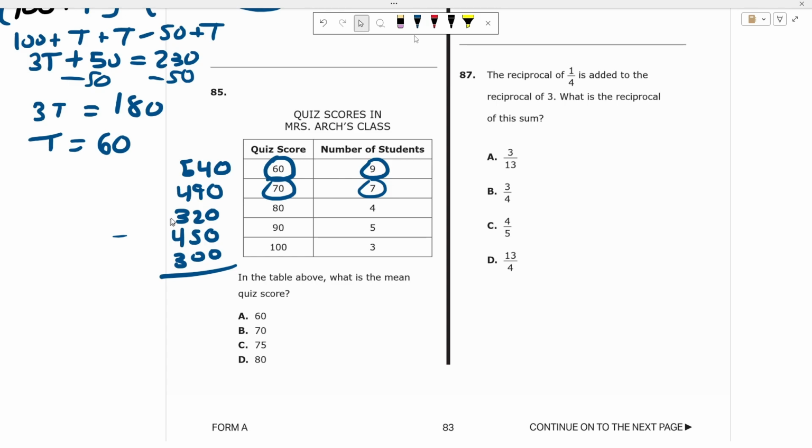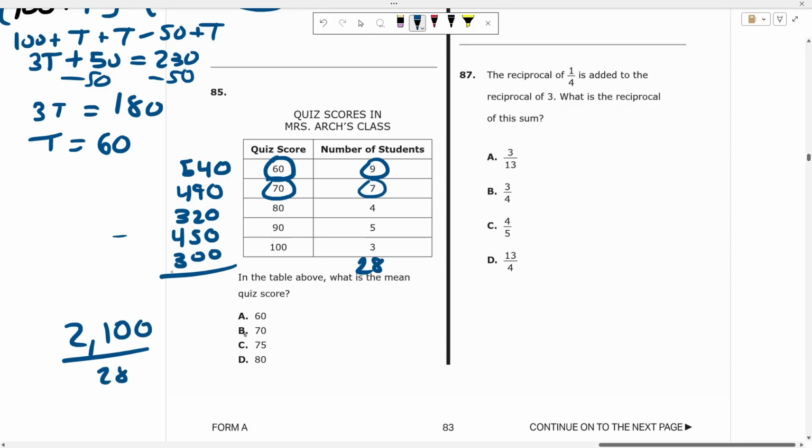And if you add all of those together, in this case, you're going to get 2,100. So 2,100 is the total score for everyone. And then you're going to have to divide that number by however many students there are. If you add the total amount of students together, you get 28. And 2,100 divided by 28 is going to equal C, 75.